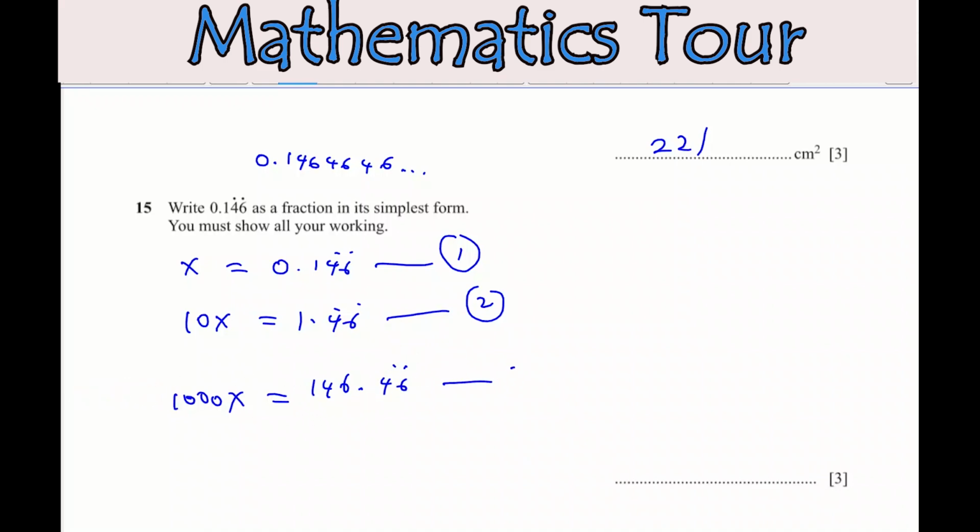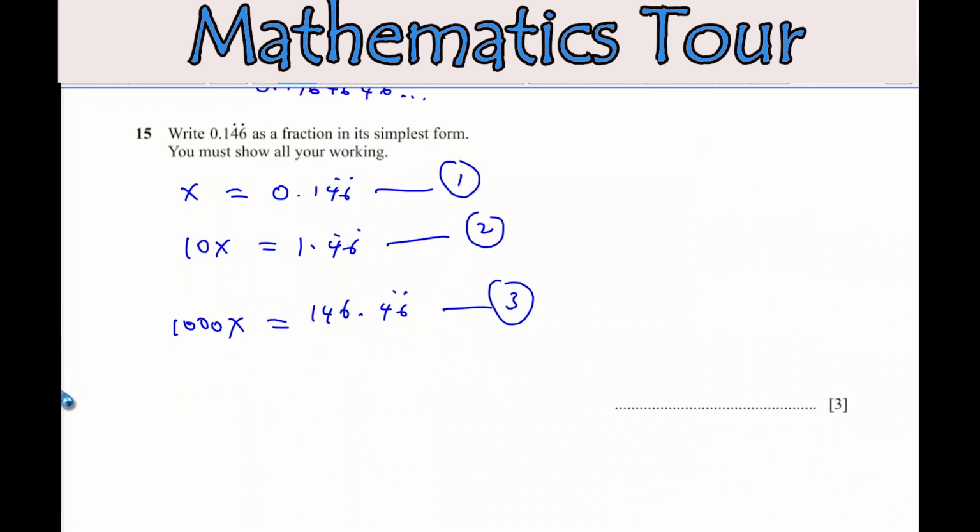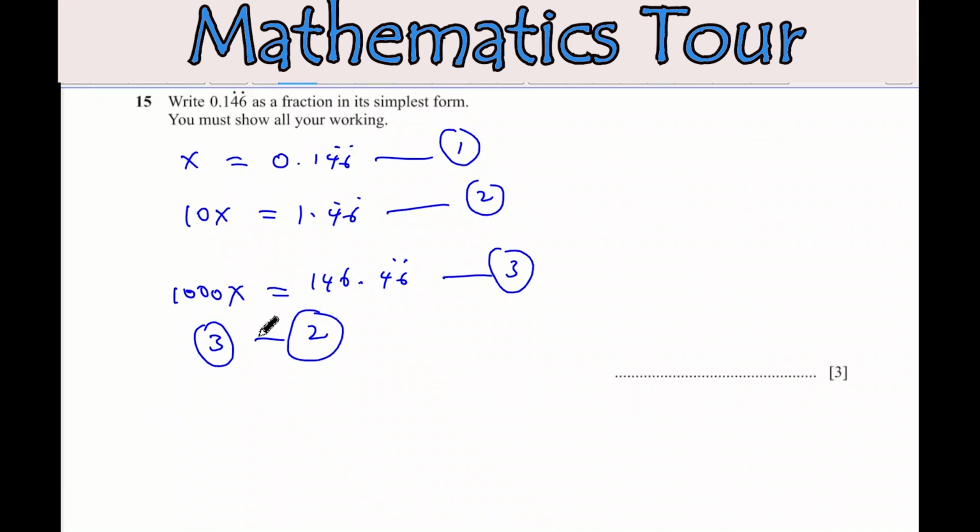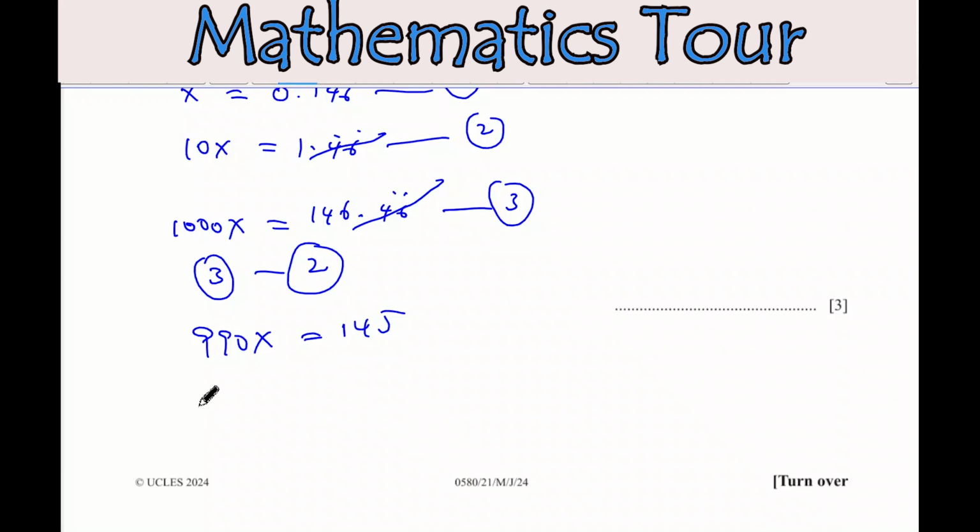So you can call this equation 3, then subtract equation 2 from 3. So you can do 3 minus 2. So 1000x minus 10x, so that will give us 990x equals to, if you subtract this minus this, the decimal point and any other digits there will cancel out. So we have 146 minus 1, that is 145. Okay, so we can now divide both sides by 990.